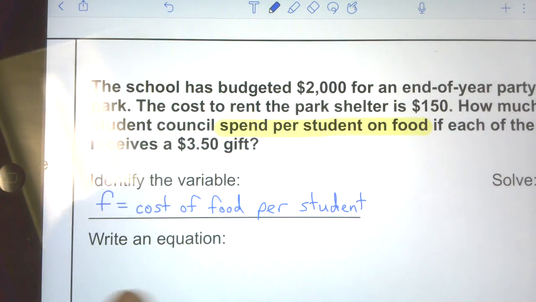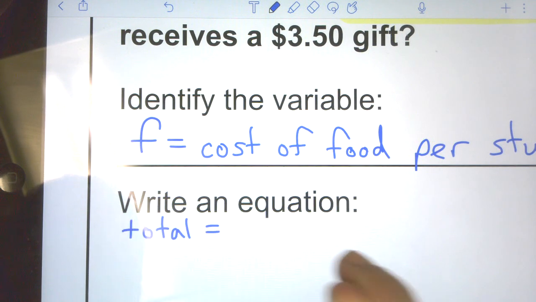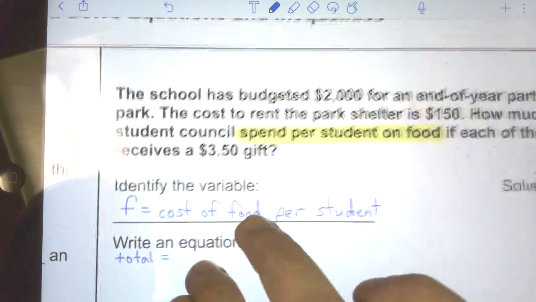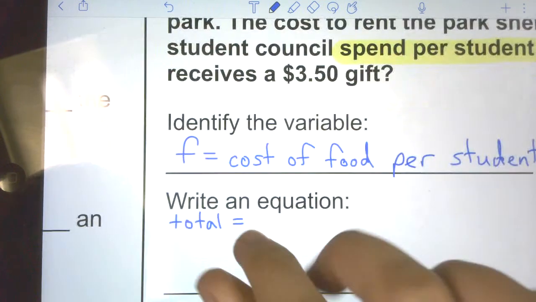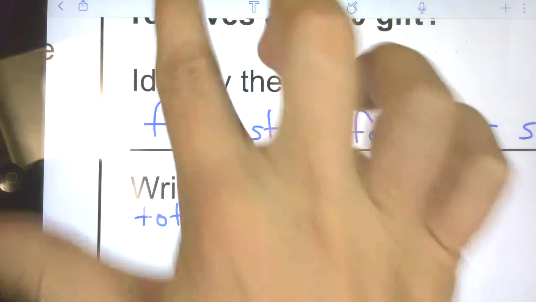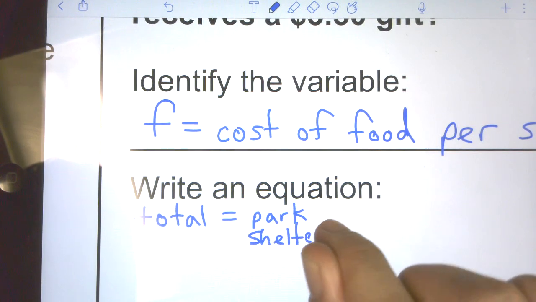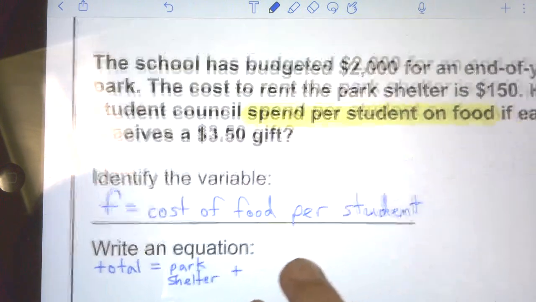The equation that I had you guys do was, remember, we set it up in terms of words before numbers, just to get an idea of the structure of the equation, since these are multi-steps on the front side. So we had a total, and what made up that total in this problem? We had the park shelter, and then in addition to that, we had the student costs.